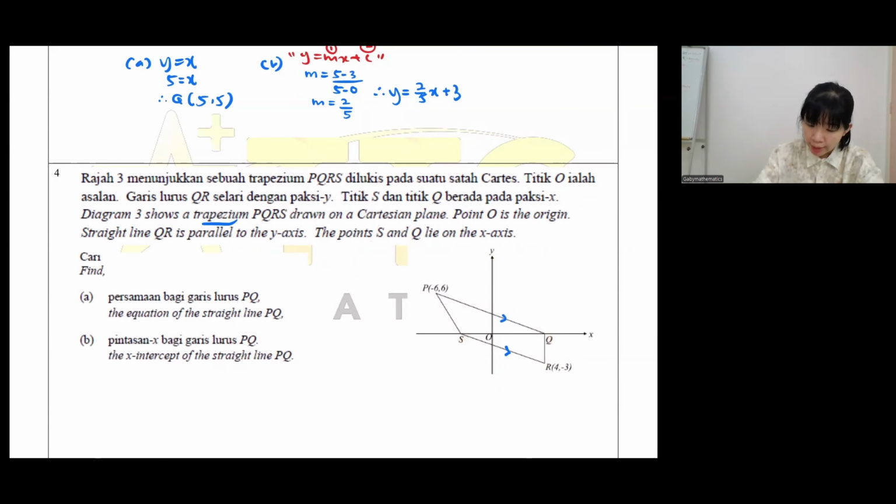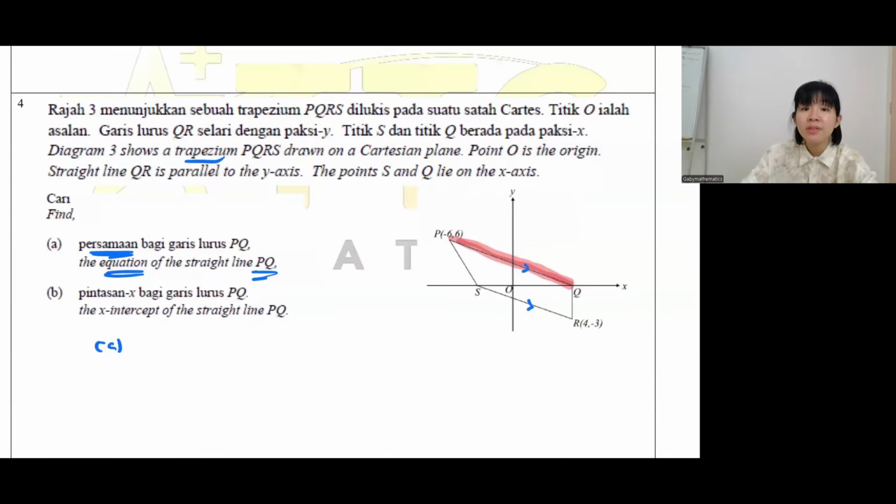Exactly. Alright, question 8. What is the equation (persamaan) of PQ? Okay, we check where PQ is. PQ here is a slant line. When it is a slant line, the equation is always y equals mx plus c. Find m, find c. If you want to find m, you need 2 coordinates. Do we have 2 coordinates or not?